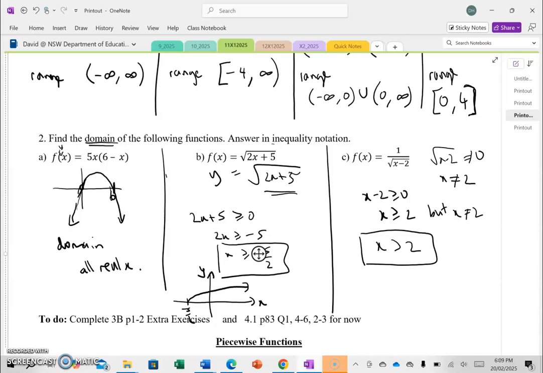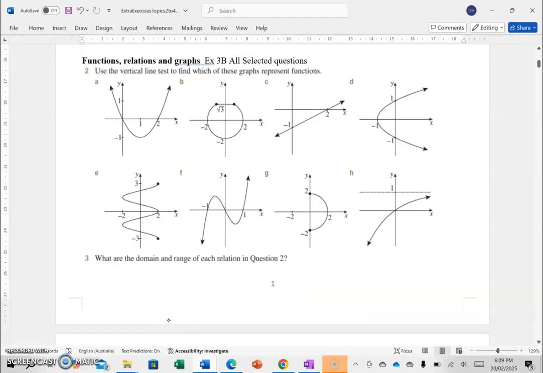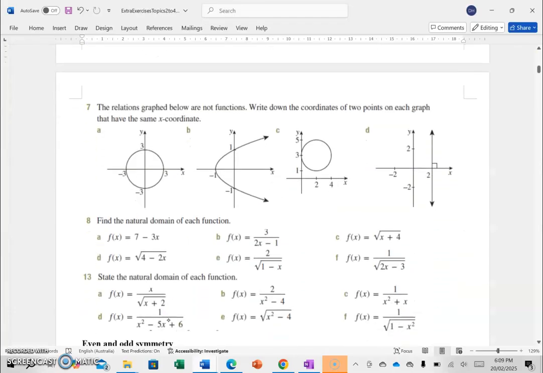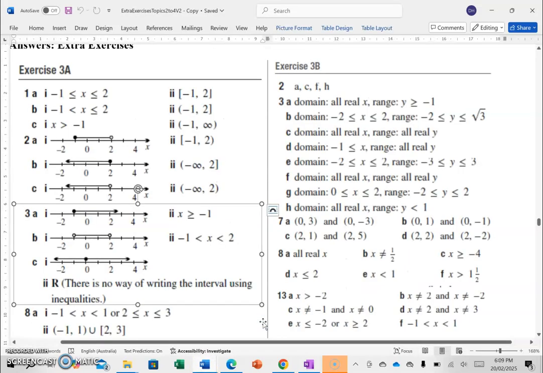I'll quickly put up 3b because I'm running out of time. Pause it. There's the second bit. Pause it. Answers.